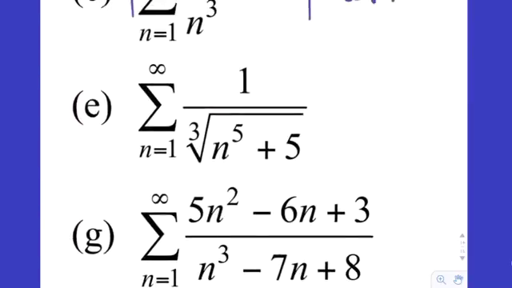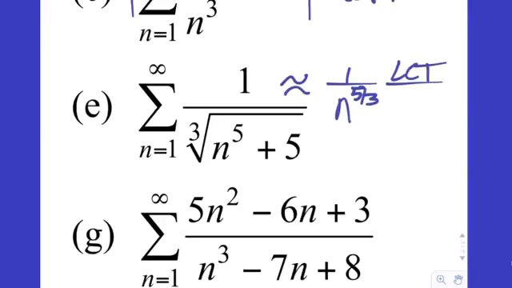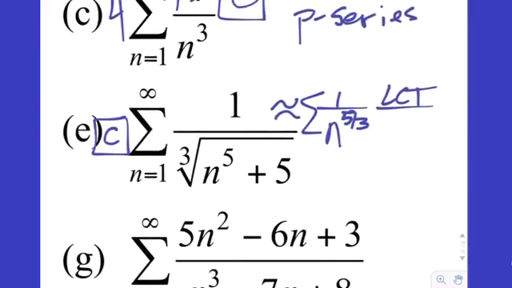Letter E. Converge or diverge? Let's see, it's growing. If you look at the leading terms, it's growing like 1 over n to the 5/3. That's going to be what you would compare it to if you did the limit comparison test. Converges, yeah. So this one actually converges because the power is greater than 1. And you would do a limit comparison test with 1 over n to the 5/3. And that would give you leading coefficient over leading coefficient.